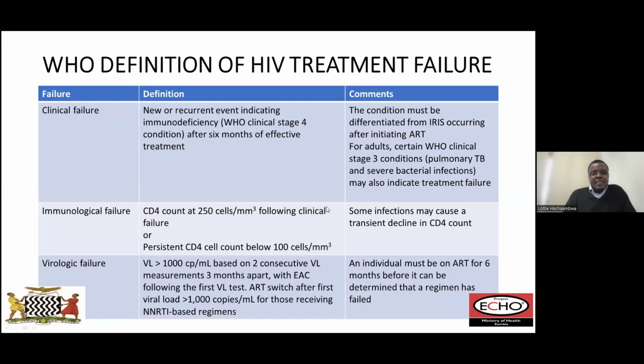And then in the unlikely event that there was no viral load available readily, the CD4 thresholds for diagnosing treatment failure: a CD4 count of 250 cells per cubic millimeter following clinical failure, and also one that's persistently below 100,000. There are all kinds of problems with using CD4 count as the main monitoring for treatment failure. And then just keep in mind that certain infections may cause a transient decline in a CD4 count. So those are the three criteria for definition of treatment failure. We mainly use the viral load, which is a viral load above 1,000 copies per ml. Next slide.